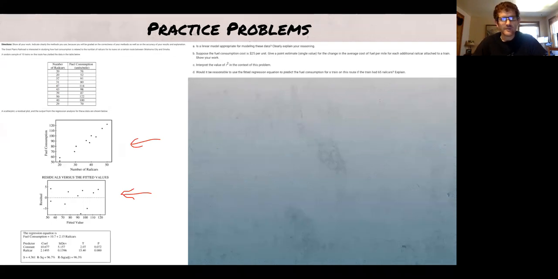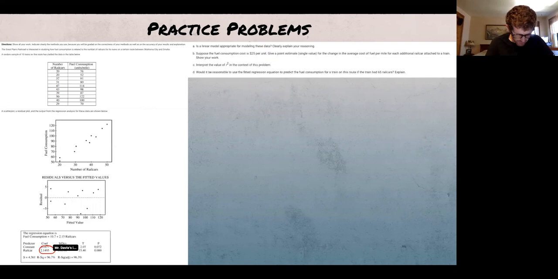Okay, I was struggling with this question earlier because this $25 per unit kind of throws me off a little bit, but we want to give a point estimate for how much it costs for every additional rail car. All right, so let's think through this. If we've got a slope of r, well, we already have the slope. We don't need to calculate it because the slope is given right here, 2.15.